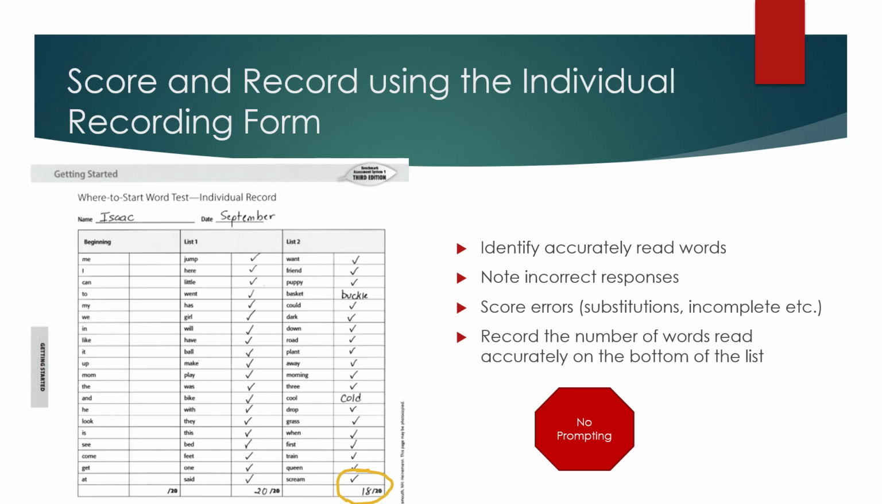Record the number of words read accurately on the bottom of each list. If the child reads 19 to 20 words on the list correctly, then go to the next list. If a child reads fewer than 19 words correctly, then stop and begin text reading at the appropriate level shown in the chart.